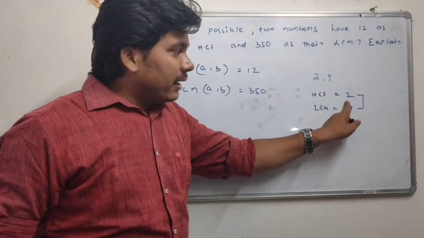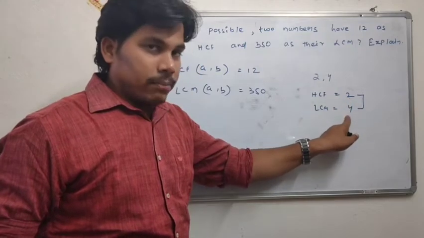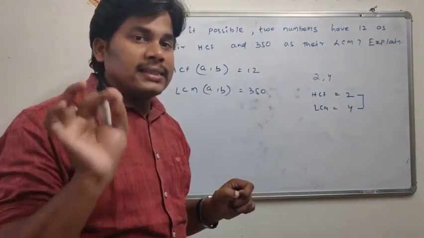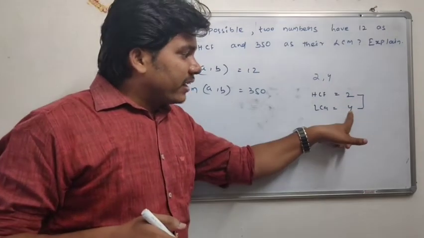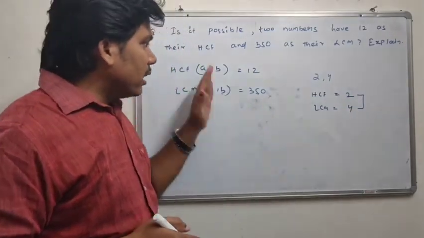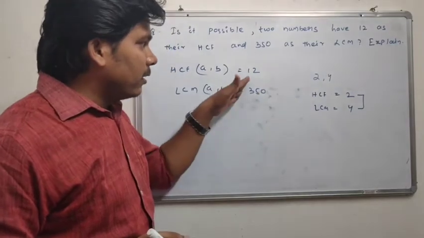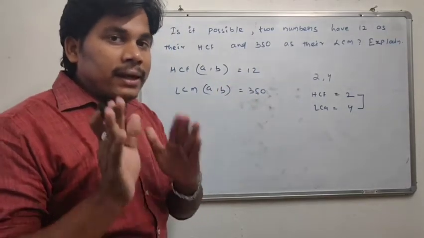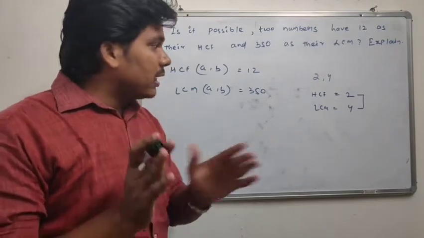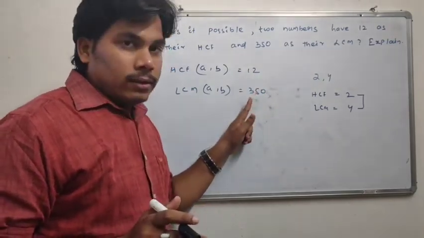Hence, if we can divide this number by this number and get the remainder as 0, that means this number is a factor of this number. In the same way, you can apply the same concept here. If you divide this number by 350 and get the remainder 0, then you will understand that 12 is a factor of 350.